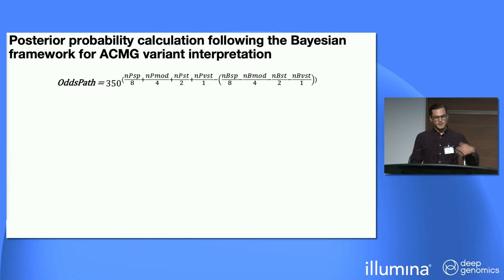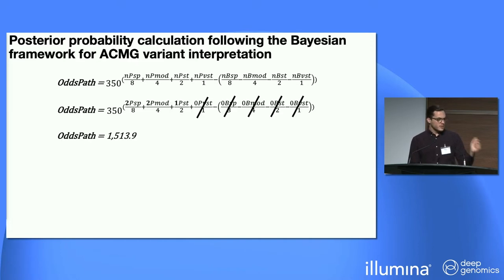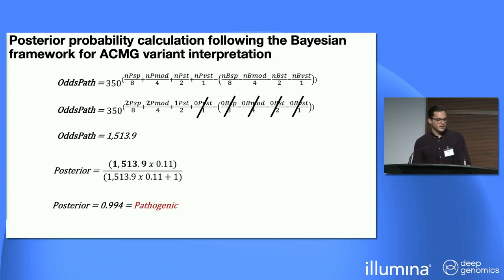So the way that this would work for the hypothetical variant I introduced in the previous slide is we just count up our five pieces of evidence. So we have two supporting, two moderates, and one strong, solve for the odds path, which is just over 1,500, and then plug this back into the equation where our prior is set to a probability of 0.1, which gives us a prior odds of 0.11, which is just the prior that was used to calibrate this Bayesian framework.